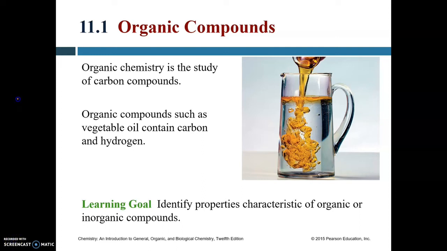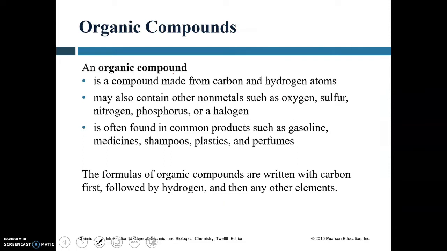Well, today we're going to start talking about the organic compounds and the branch of chemistry that is called organic chemistry, which studies specifically organic compounds that are composed mostly of carbon. So an organic compound is a compound made from carbon and hydrogen atoms first and foremost. It may contain other atoms of other nonmetals such as oxygen, halogens like chloride, bromide, iodide, sulfur, nitrogen, phosphorus.